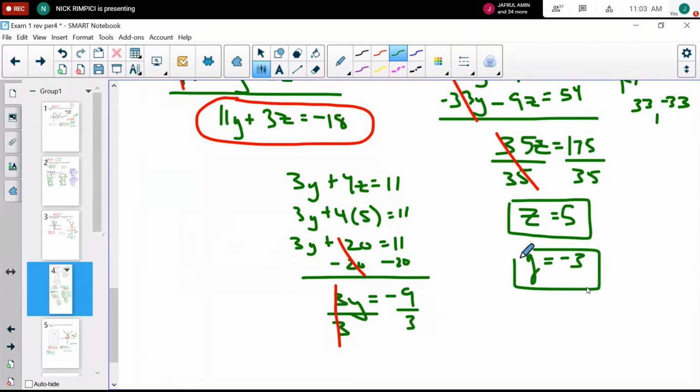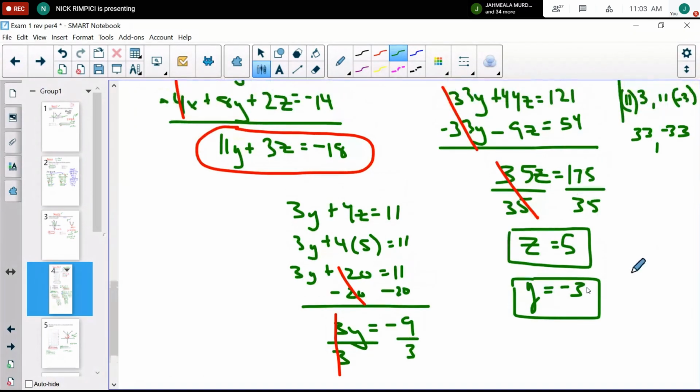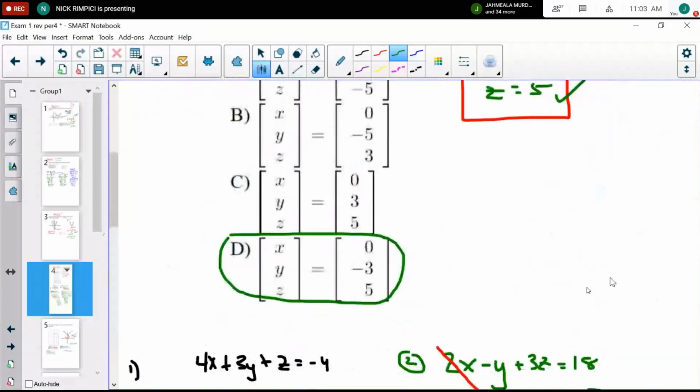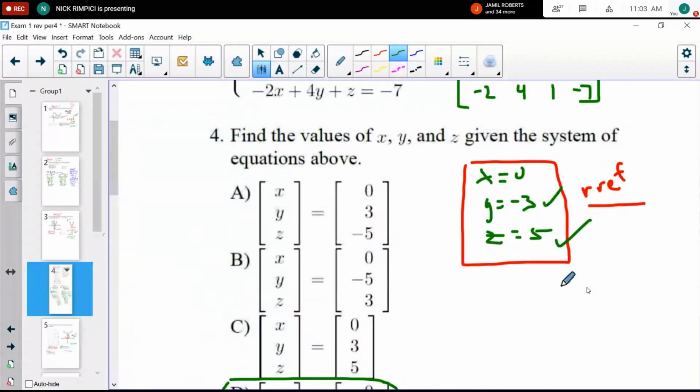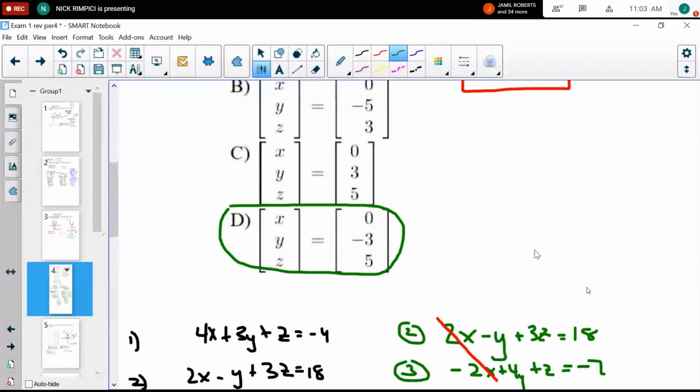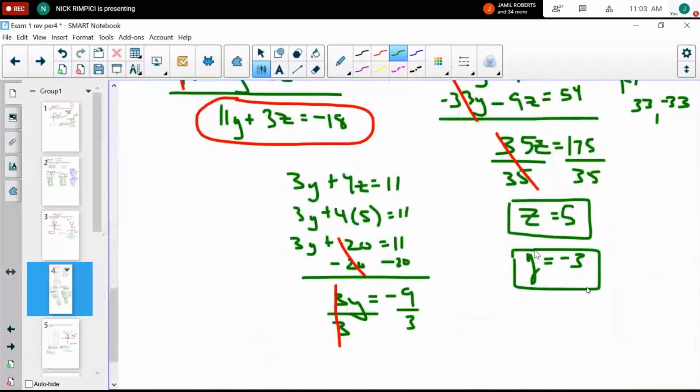And let me just check to make sure that I got the same answer on Friday when we did this question in class. So y is negative 3. And y is negative 3. All right, x should be 0. Let's make sure x is 0. So we got our z value, we got our y value. We just need our x value next.